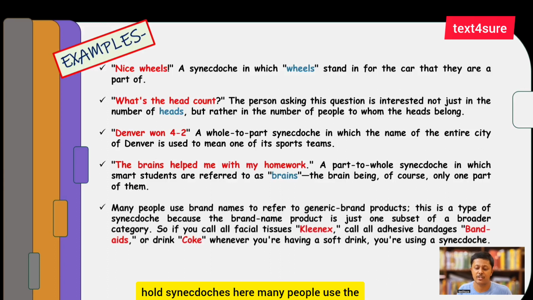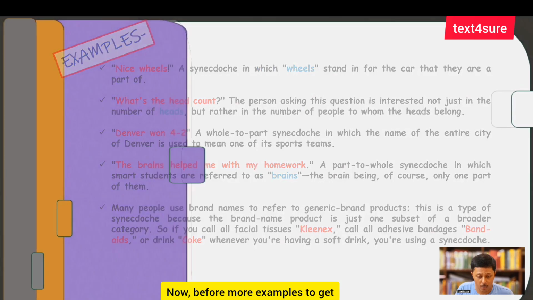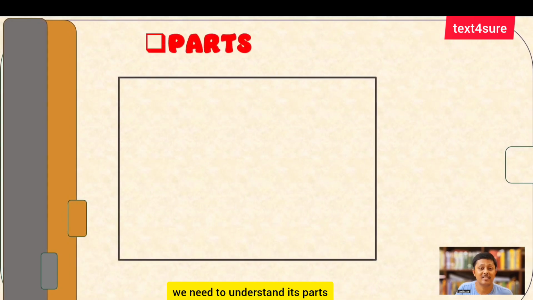Many people use generic brand products. For example, if you call facial tissues Kleenex, or call adhesive bandages Band-Aids, or call a drink Coke whenever you are having a soft drink, you are actually using a synecdoche. So synecdoche is everywhere. Yes, without knowing, we are using it deliberately. Now, before getting more examples, we need to understand its parts.